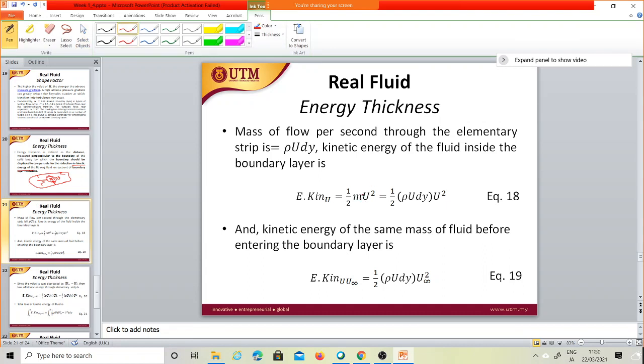So kinetic energy is half m v square. M is equal to rho A v, or this is a flow rate. So this one is rho u dy multiplied by 1. And what else? You have the u square. So this is the main definition of the mass flow rate and the kinetic energy due to the mass flow of m. In the normal case, that is the u infinity case, before entering the boundary layer, we will have this much, right? So we have half rho u dy u infinity square.